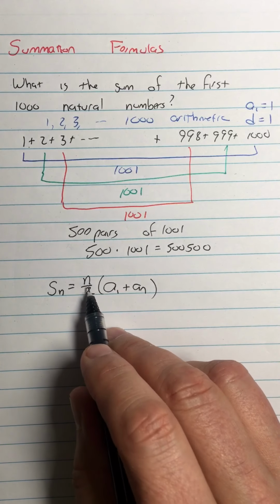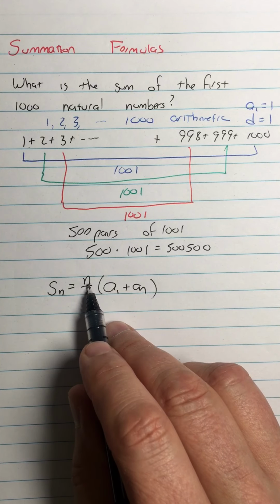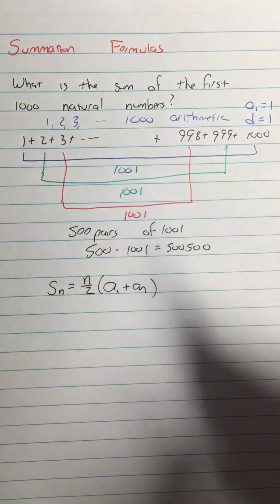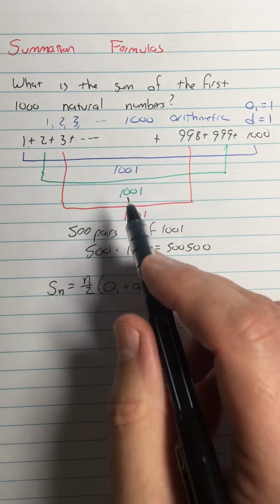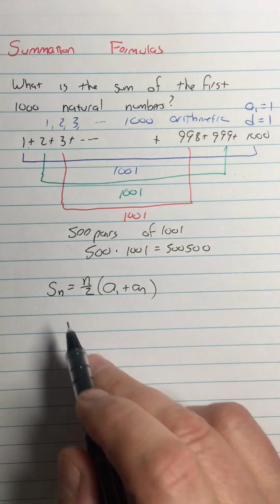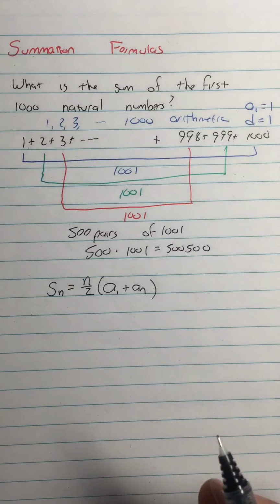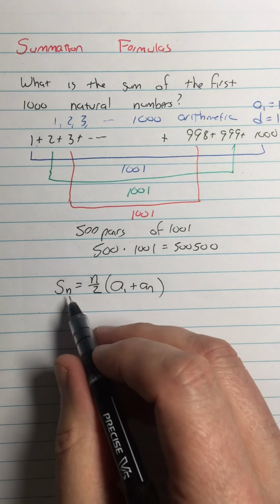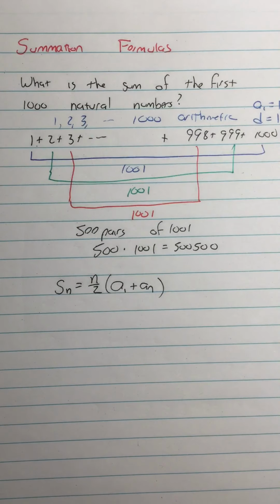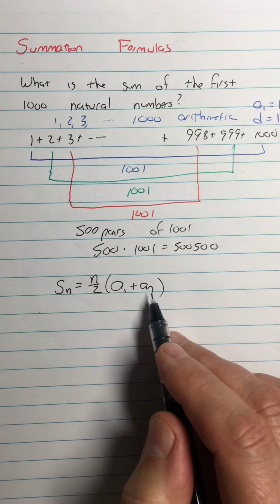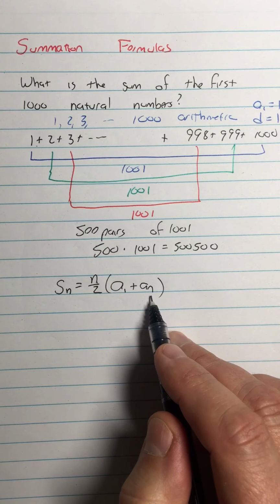Even, by the way, if the number of terms is odd, the one that you have left over in the middle is always going to be exactly half the value of all the pairs that you had. So the n over 2 times the sum still works. All right. So it's pretty remarkable. Anyway, this form of the equation is not terribly useful because you have to figure out what that last term is before you can use it.